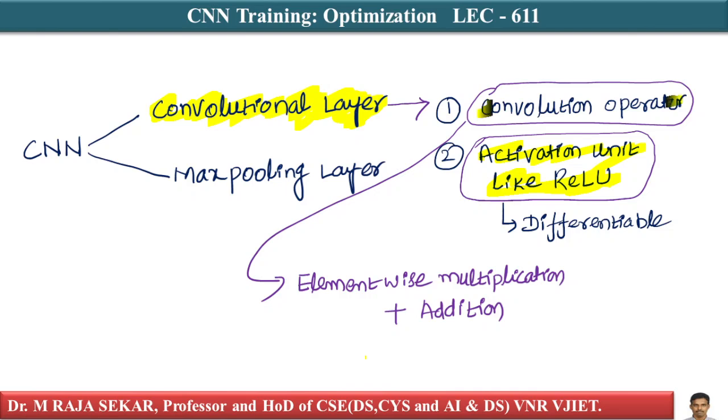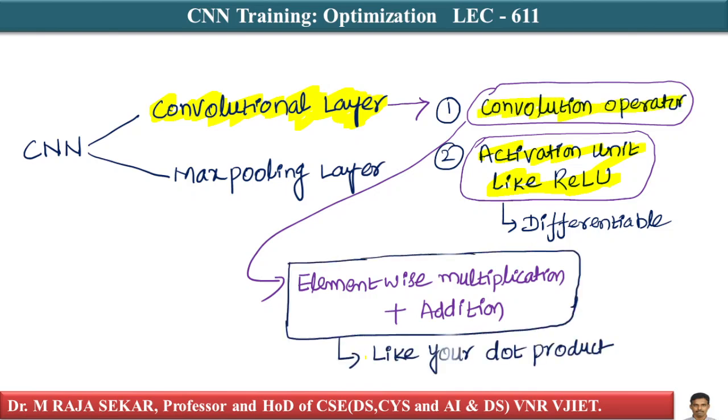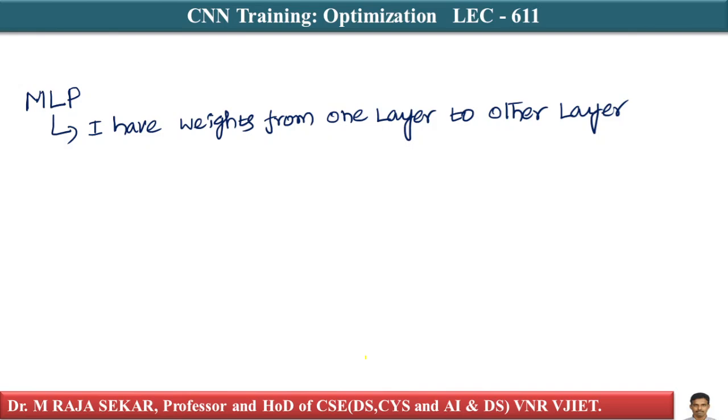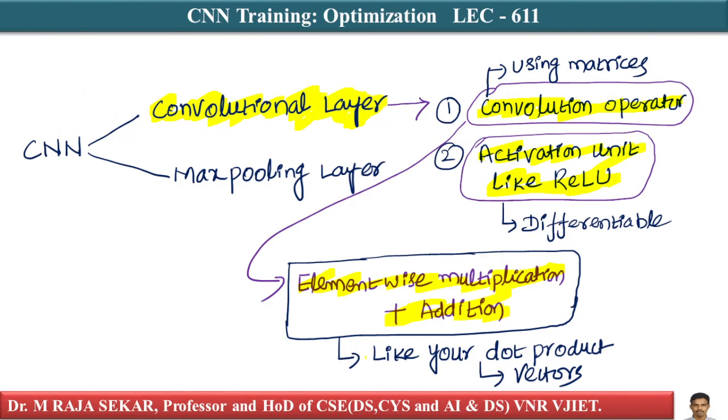This is exactly like your dot product, element-wise multiplication and addition. Of course, in convolution you are using matrices, whereas the dot product is generally between vectors. But the derivative and everything is the same, isn't it?